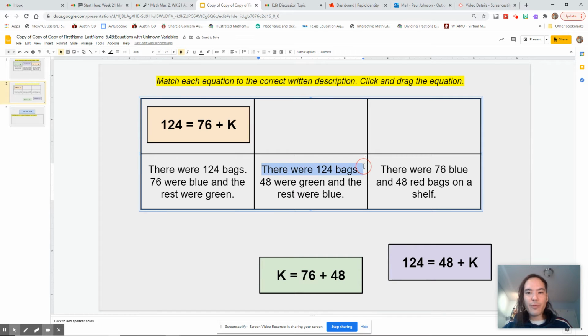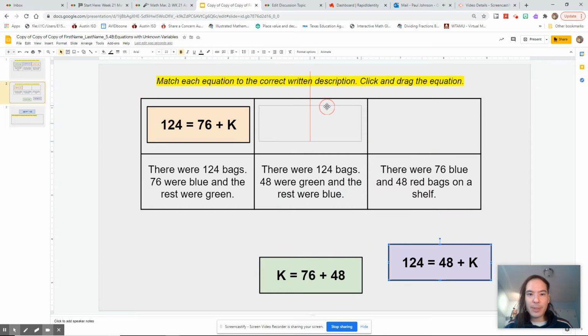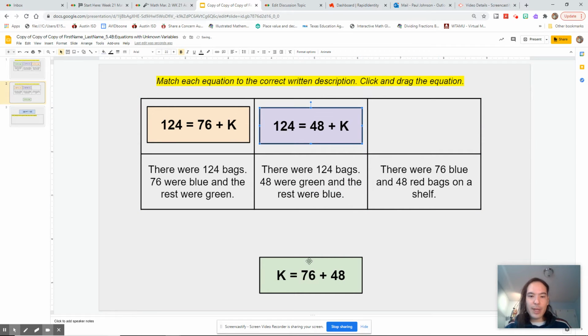How about this one? There were 124 bags. Sounds like our total. 48 were green, and the rest were blue. So we know the total, and we know how many green bags we have. Now we don't know how many blue bags there are. So the blue bags are our unknown value, in this case, K. So what we're looking for is 48 plus K equals 124. Do we have a 48 plus K equals 124? We do indeed. All right, next one.